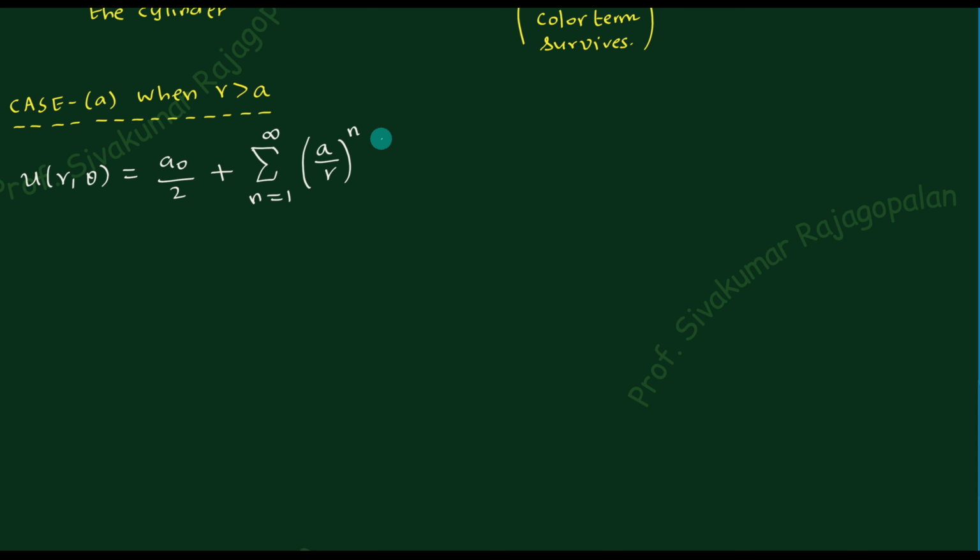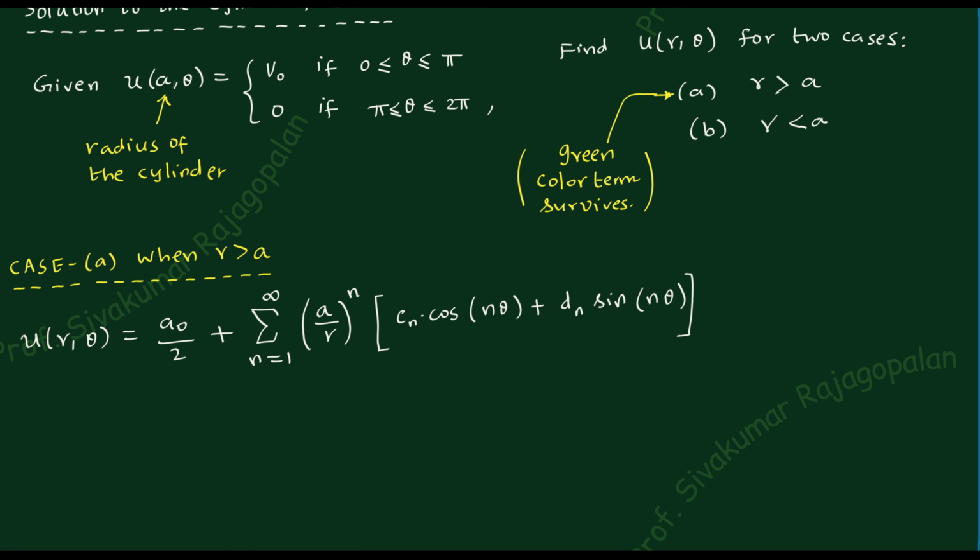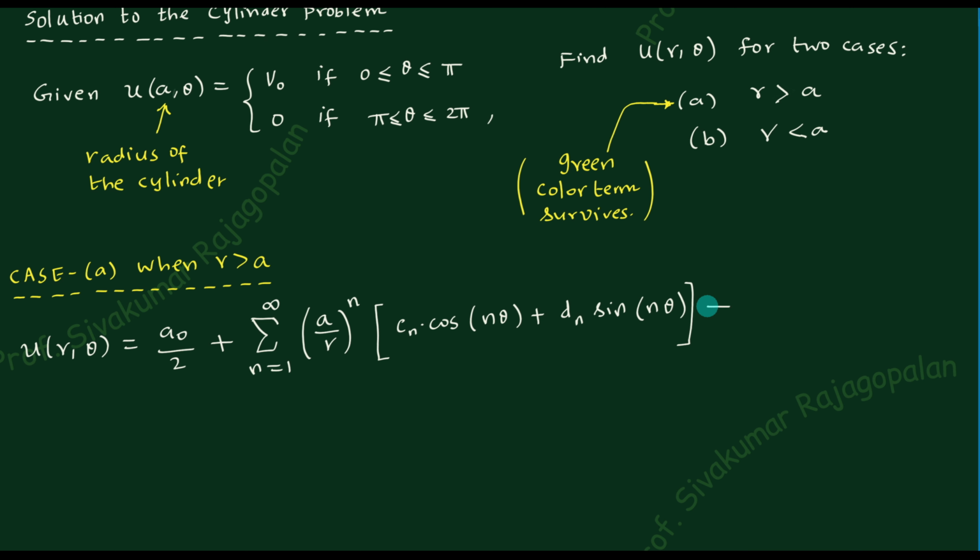You have A by R to the power n, and the rest of the thing, C and Dn, are constants, so easy to remember. And you have a Fourier series. Now it looks like a Fourier series clearly. You don't have two summations, right? Therefore, now we are going to apply the boundary condition.